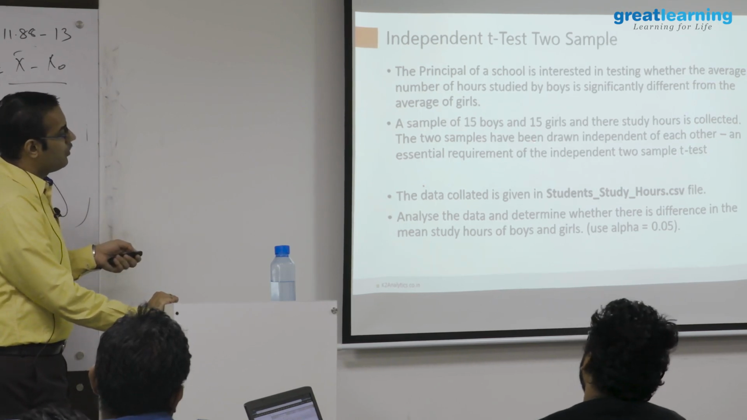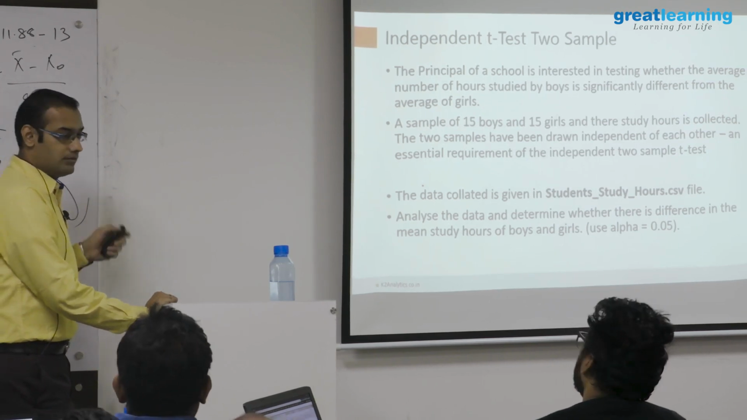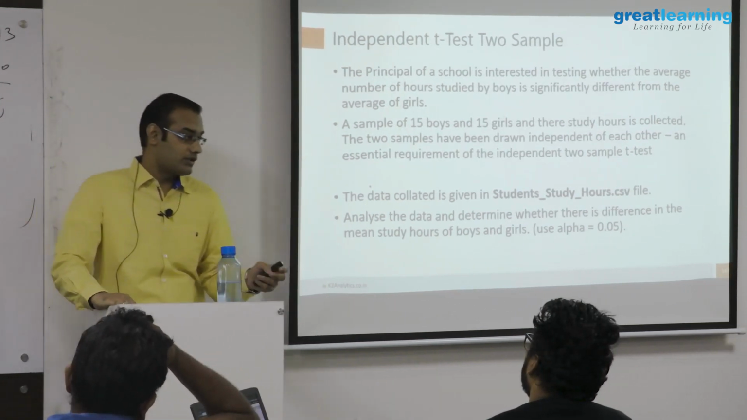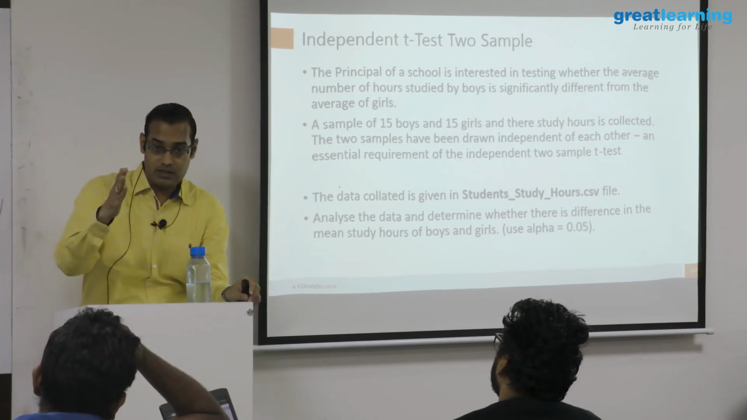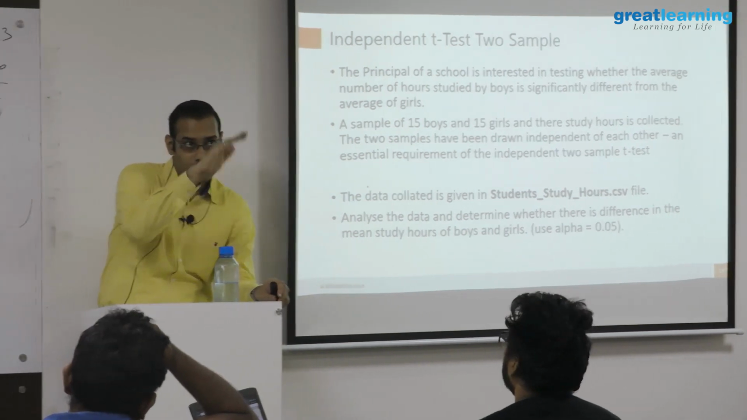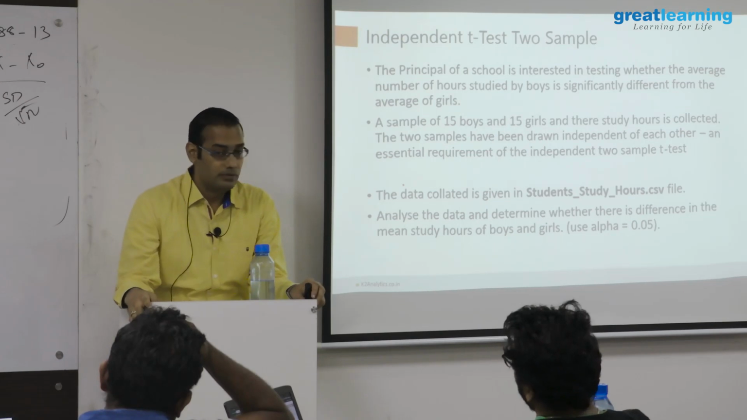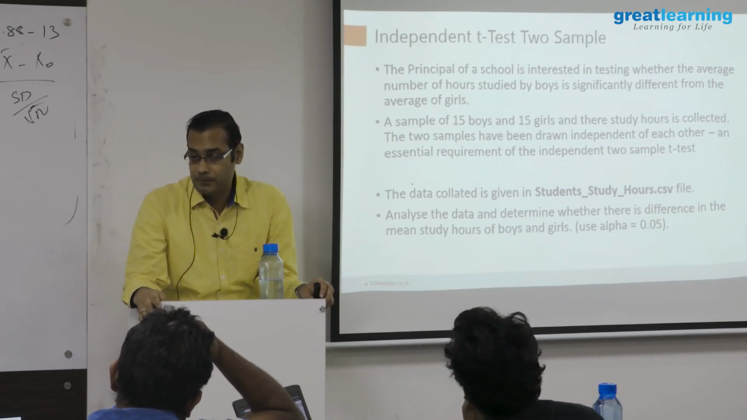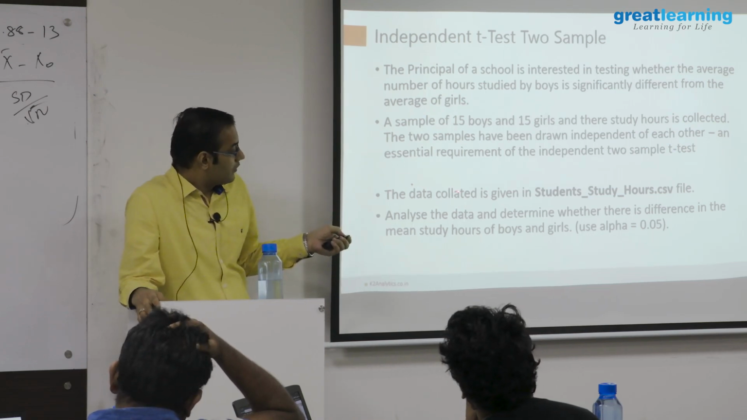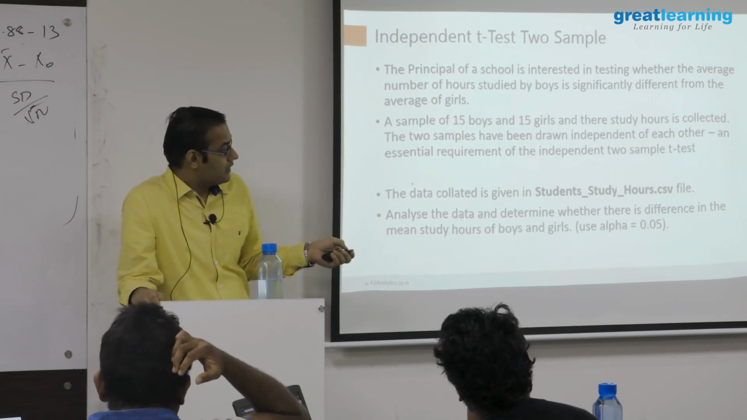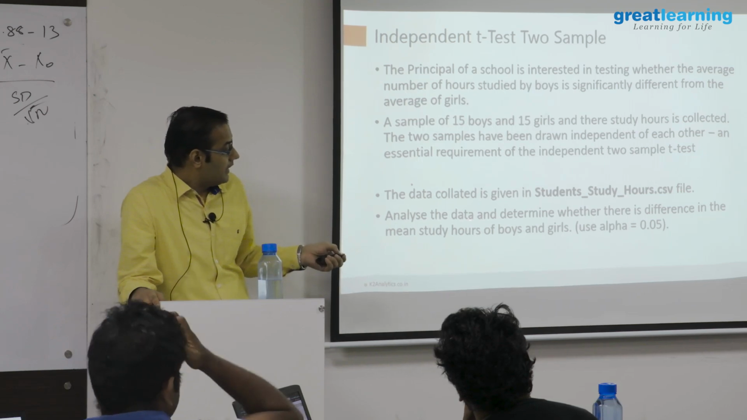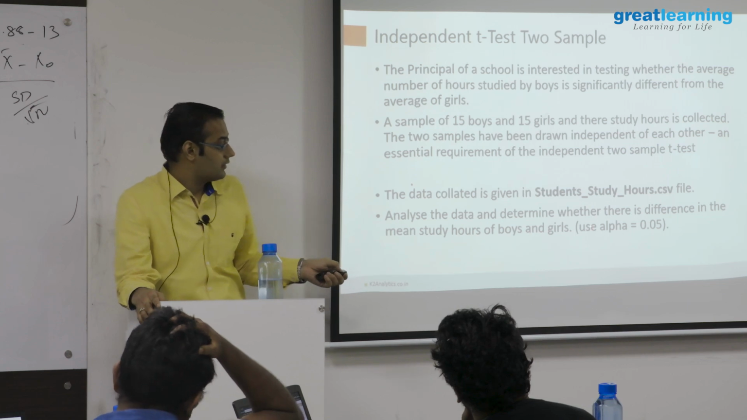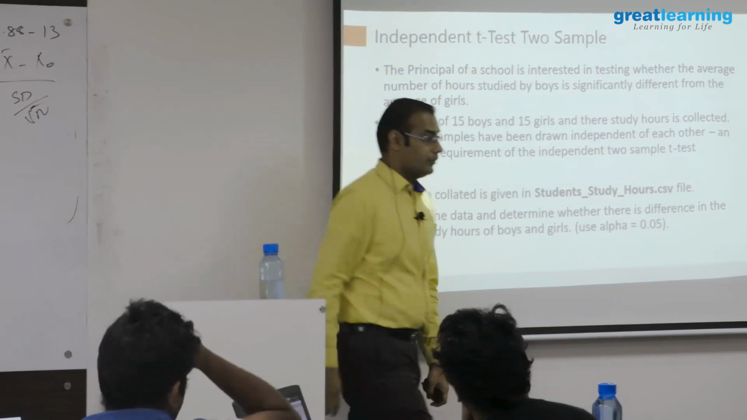2 samples have been drawn independent of each other. One of the most important elements in a t-test is that the samples should be independent of each other, which means in an independent t-test, observations in sample 1 are not there in sample 2. Because it's an independent t-test, not a paired t-test. The data collected is given in the student study hours.csv file. Analyze the data and determine whether there is a difference in the mean study hours of boys and girls. Use alpha equal to 0.05.